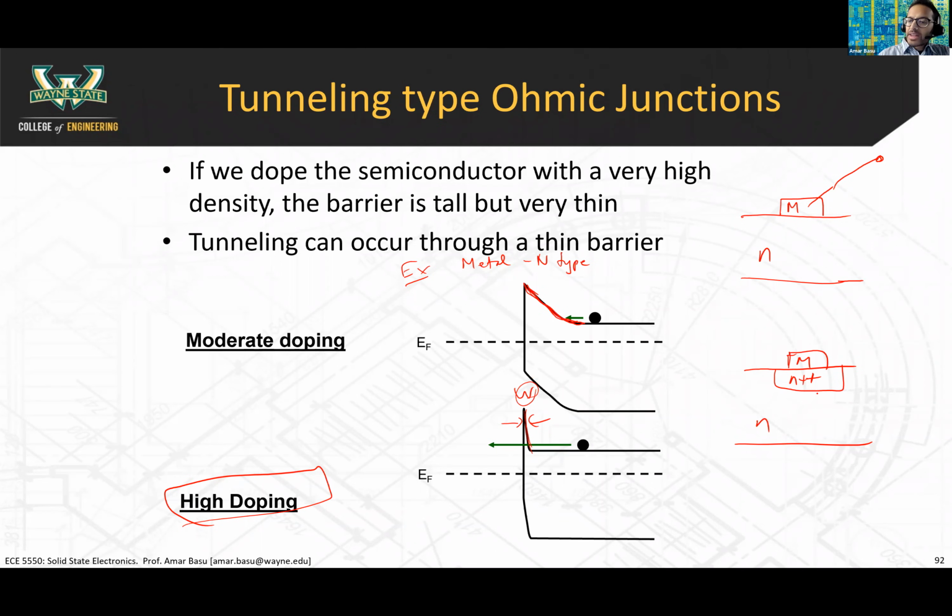So that is why in a lot of semiconductors, if you are trying to make an electrical contact into the semiconductor, you'll first have a highly doped semiconductor region, which can be formed by a process called diffusion. And then on top of that, you'll deposit a metal to make a connection to your circuit. Okay, so that's the tunneling type ohmic junction.